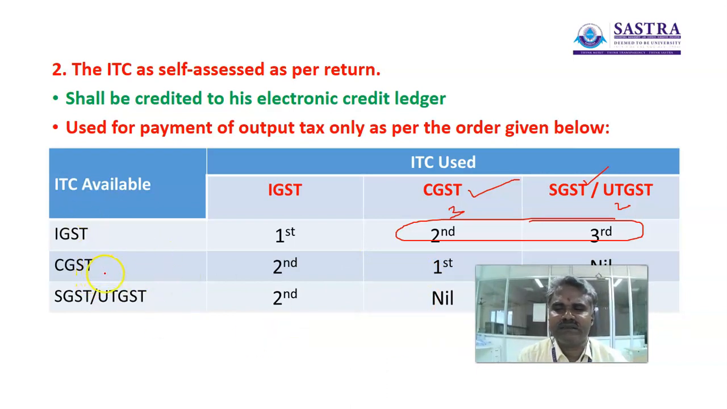When you have ITC in CGST, first you have to adjust against CGST payable, and if any balance is available, it should be adjusted against IGST. Then if you have any SGST, first you adjust against SGST payable, then you adjust against IGST, not CGST. So the surplus of CGST cannot be adjusted against the amount due for SGST. That is very, very important. The surplus of SGST cannot be adjusted against the due of CGST. This is what you have to keep in mind at the time of utilizing ITC for final payment.